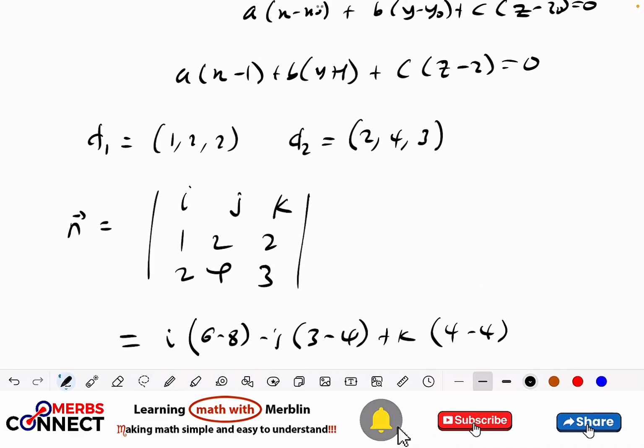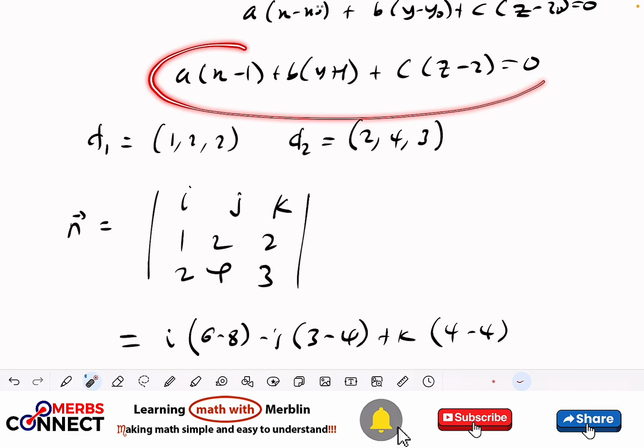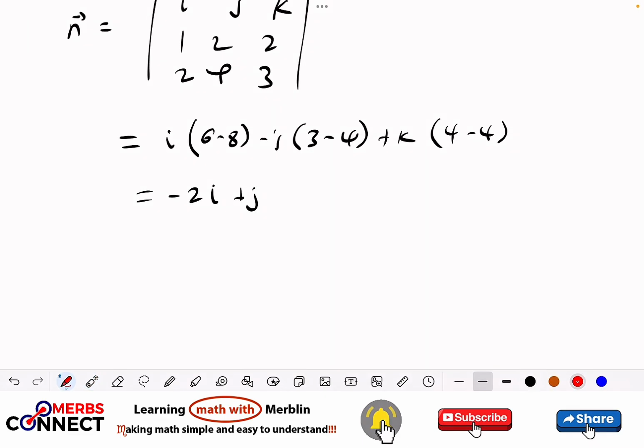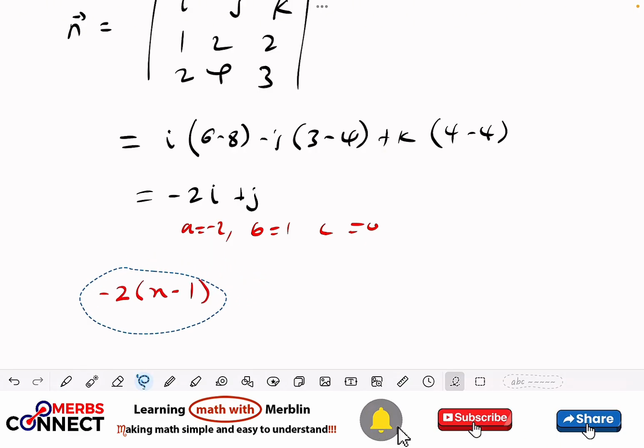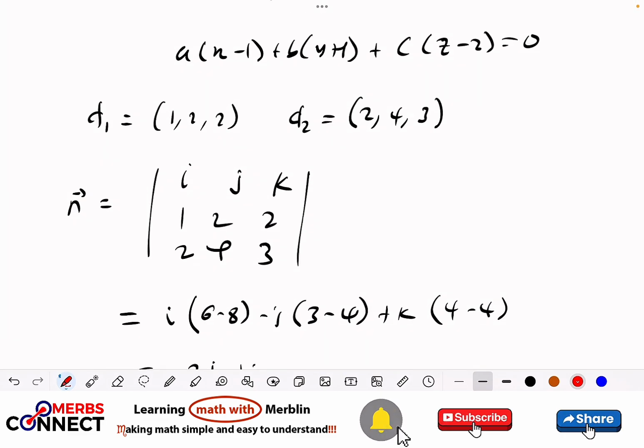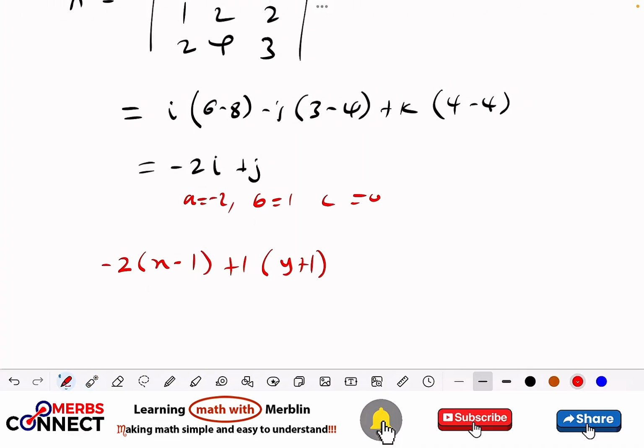Now let's try and do substitution here. So from here, what are we going to get? We are going to have our equation to be minus 2, because here a is minus 2, b is 1, and c is equal to 0. Minus 1, right? And then b is 1, so plus 1 times y plus 1. But c is 0, so this component will just go to 0. So I will just equate this one to 0. Minus 2x plus 2 plus y plus 1 is equal to 0.